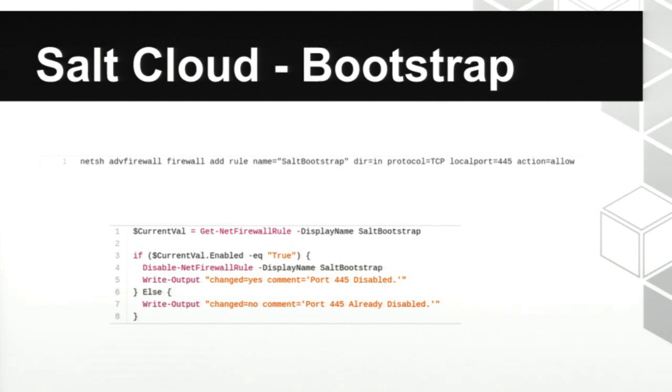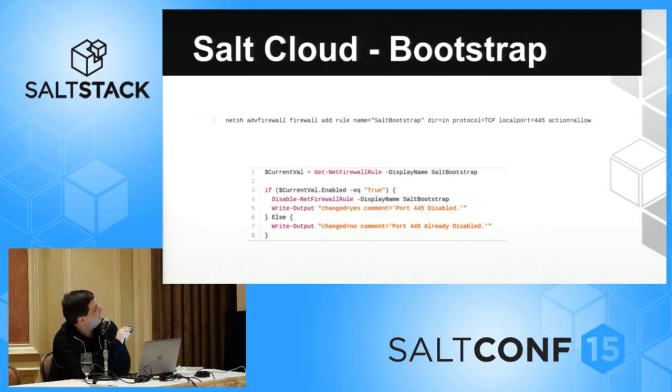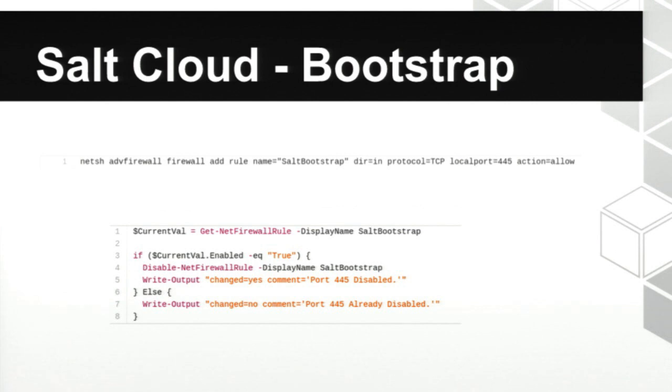So the file that we're bootstrapping onto these boxes contains this command here that opens the firewall on port 445 to allow the Salt bootstrap processes to happen. Something you don't want to leave open. So part of the automation, I use this PowerShell here to go back and close that port. And I'll get into this a lot more here in a minute.